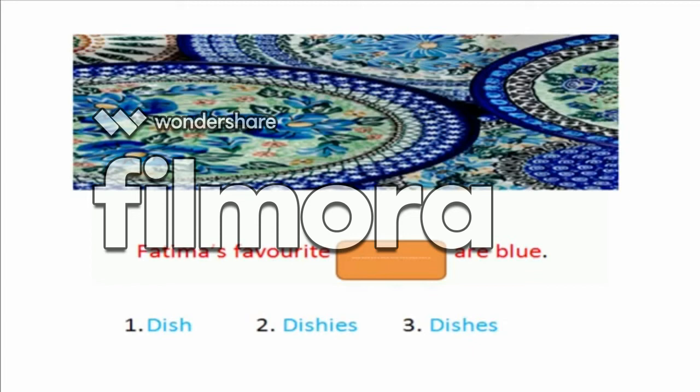And if you consider also the picture, you will see many dishes. Not only one, maybe 3, 4, or 5 or more. That's why here we need a word in plural form. So we chose number 3 and we say Fatima's favorite dishes are blue. الأطباق أو الصحون المفضلة لدى فاطمة لونها أزرق.